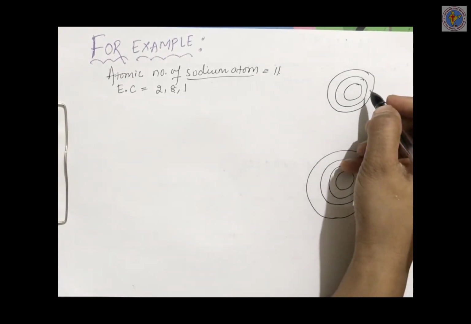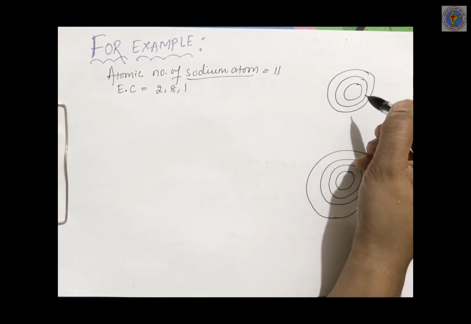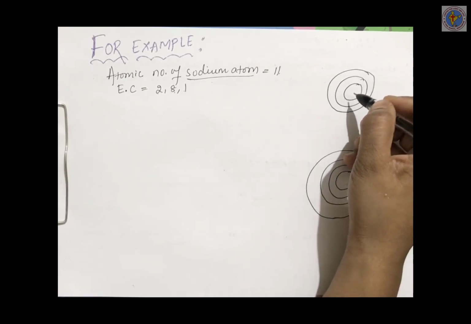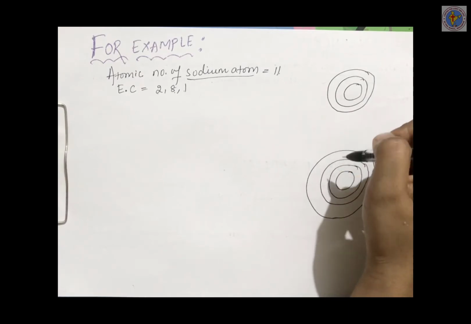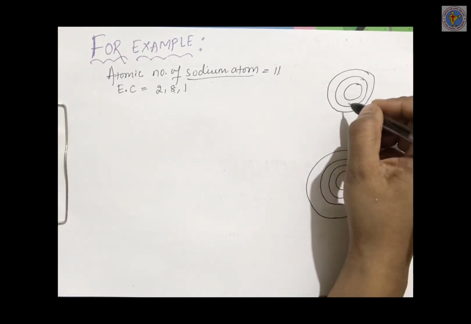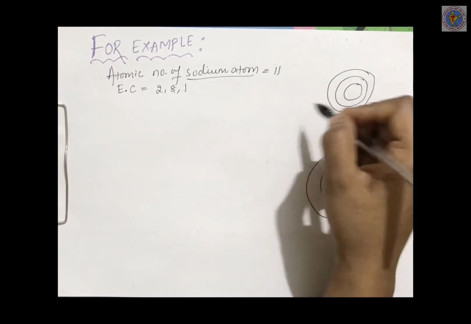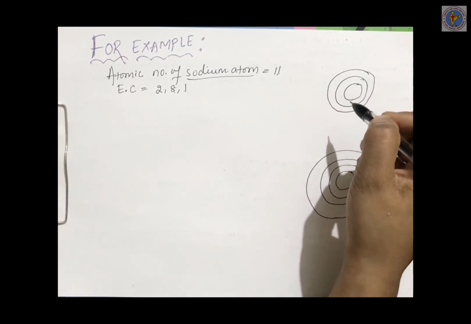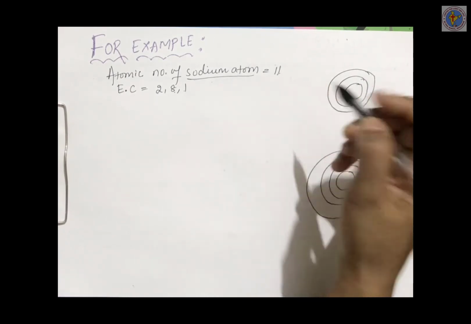So how can we represent this in the orbital structure? In the form of orbital structure. Okay, so this diagram is called the orbital structure. Now let us draw the orbital structure of the sodium atom.